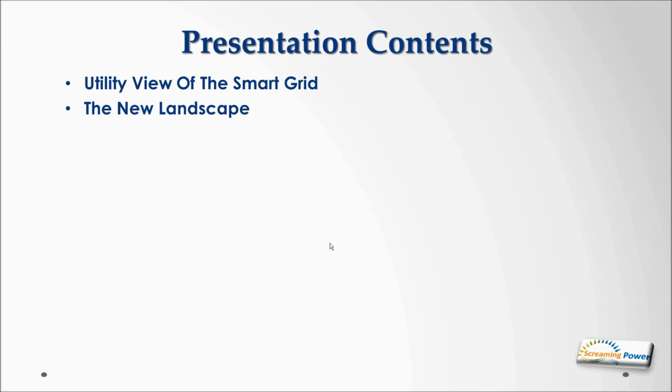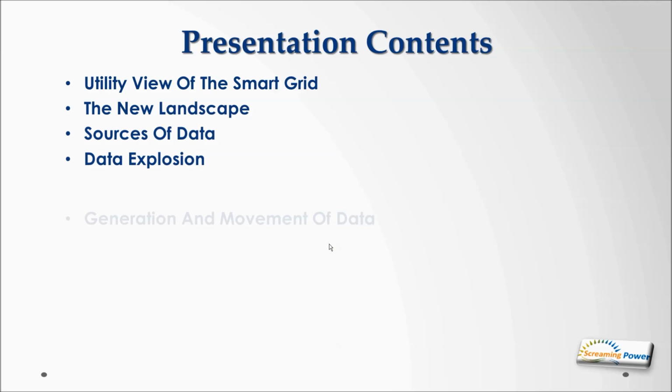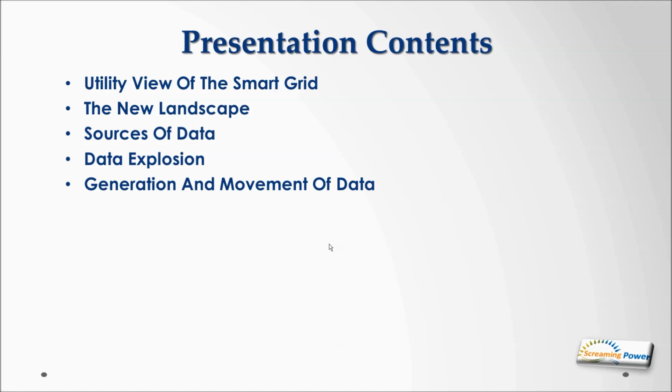The next thing I'll talk about is the new landscape and how the smart grid actually affects things. I'll talk about the sources of data, both traditional and the new data that's coming in because of smart grid. And I'll talk about the data explosion, in other words, the volumes of data that utilities are going to have to handle. I'll move on to talk about the generation and movement of data, in other words, where does the data come from and how does it move throughout the systems.